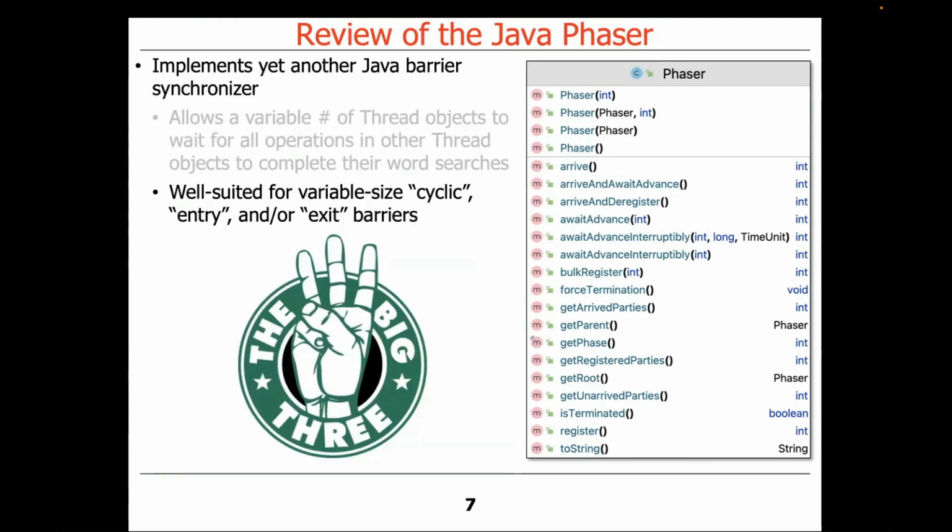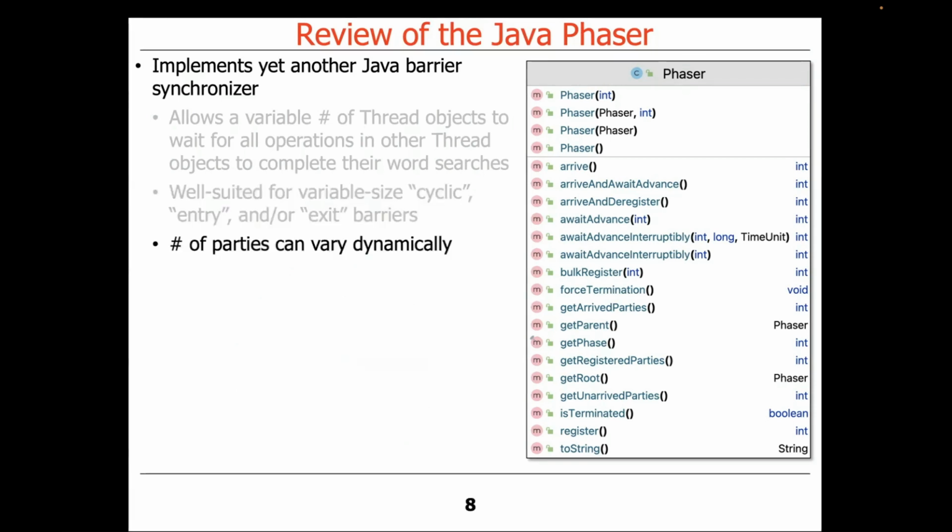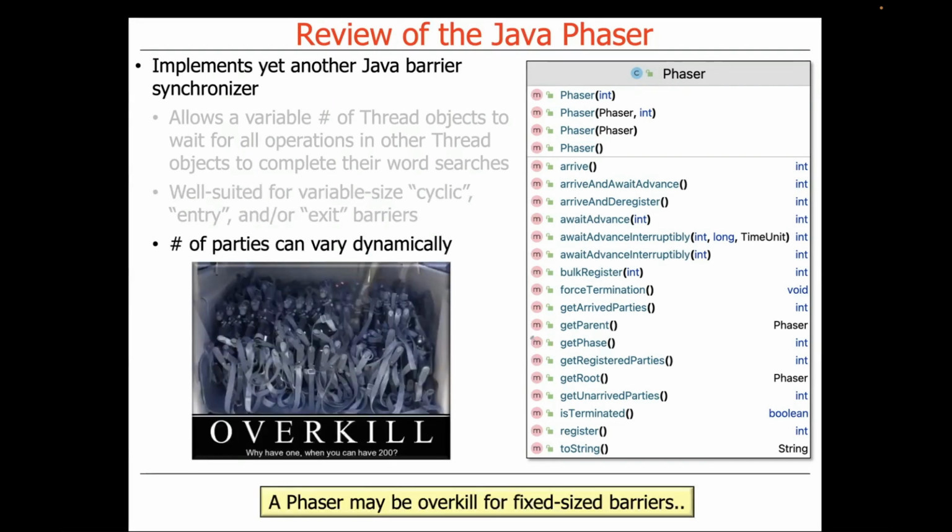This particular Java barrier synchronizer is well suited for variable sized cyclic entry and or exit barriers. So it supports all these 3 capabilities. The number of parties can vary dynamically as the program runs. Now, you can also use this for fixed size use cases, but quite frankly, it's overkill. Phaser is way too powerful to be used if you just have a fixed number of parties. If you have a fixed number of parties, you probably just want to use the good old CyclicBarrier.